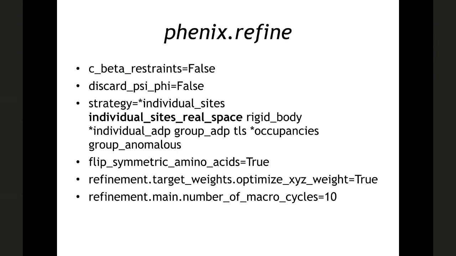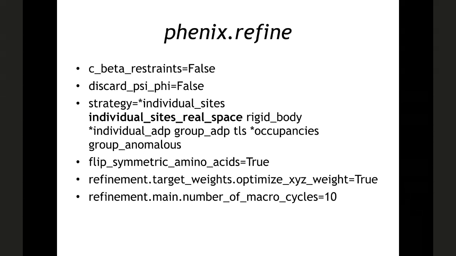The fourth option, flip symmetric amino acids, equals true. There are some amino acid side chains that are symmetric, like arginine is the biggest example, I guess. The two nitrogen atoms at the end of the guanidinium group are symmetrically similar, but it's best for the IUPAC standard if the NH1 is in the cis formation. So I usually do that because I think it's a good idea.